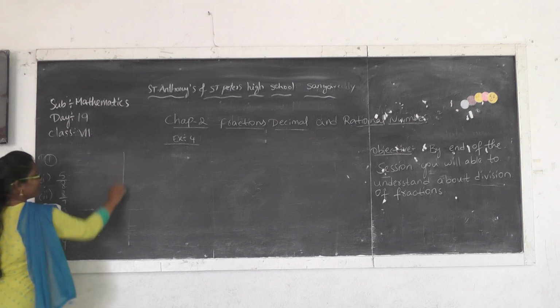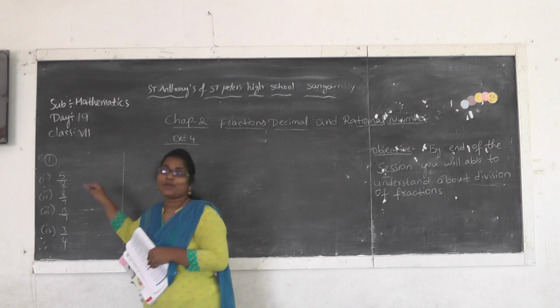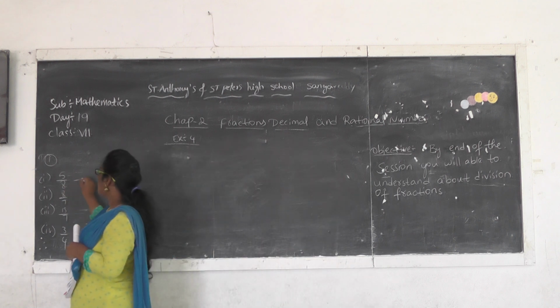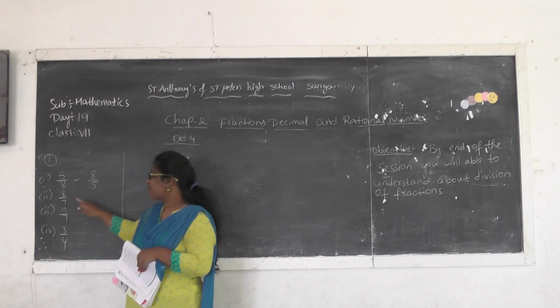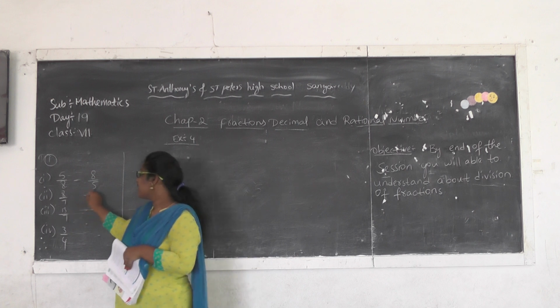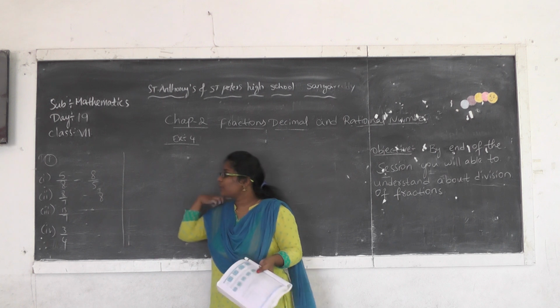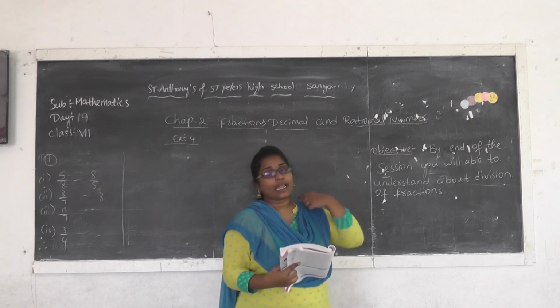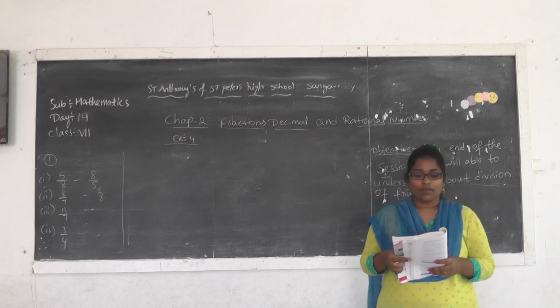First we have to write the reciprocal of the fractions. What is the reciprocal of 5 by 8? The reciprocal of 5 by 8 is 8 by 5, just interchanging the terms. What is the reciprocal of 8 by 7? The reciprocal of 8 by 7 is 7 by 8. So the remaining ones we have to do the same way, just by interchanging the numerator as denominator and denominator as numerator, we can write the reciprocal of the fractions.